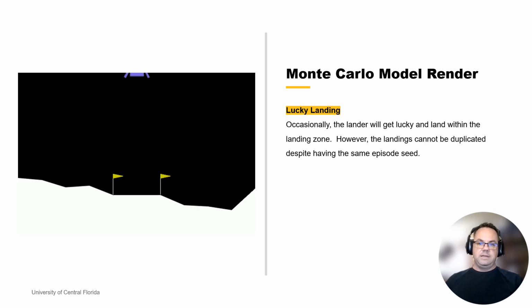Sometimes the model does get lucky. Here is another Monte Carlo model render. Occasionally the lander will get lucky and land within the landing zone. However, the landings cannot be duplicated despite having the same episode seed.